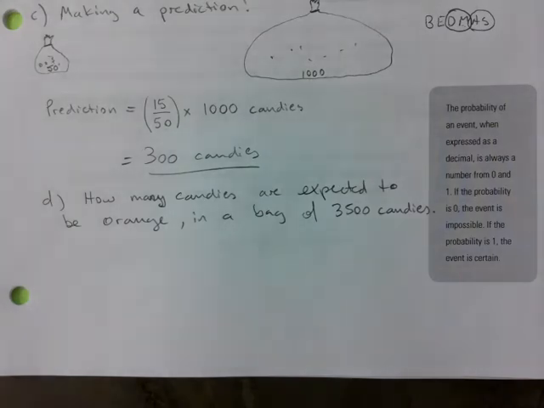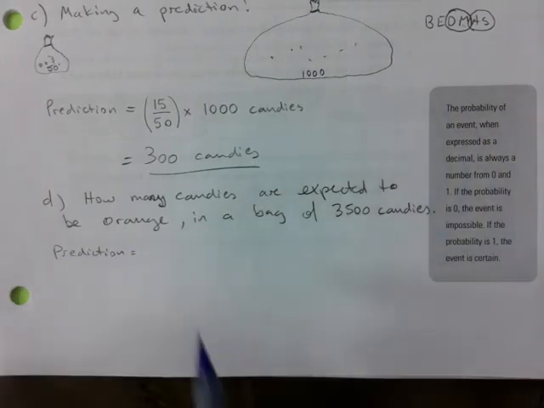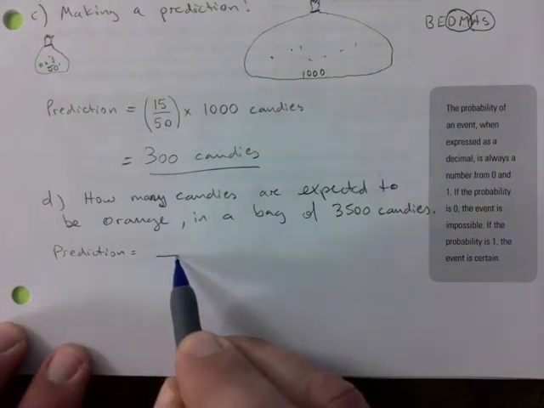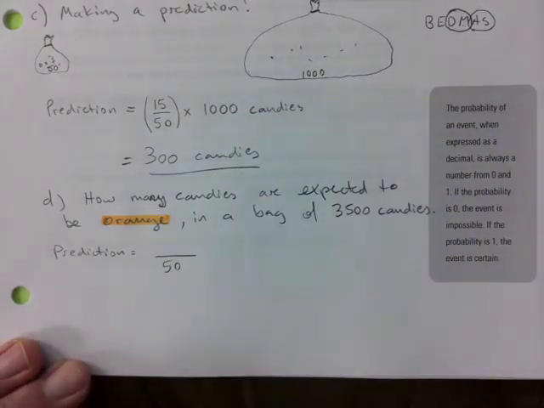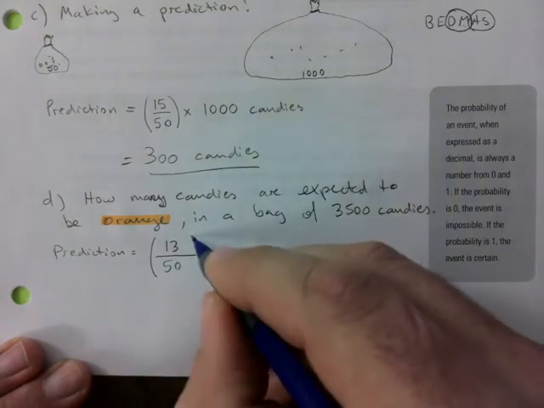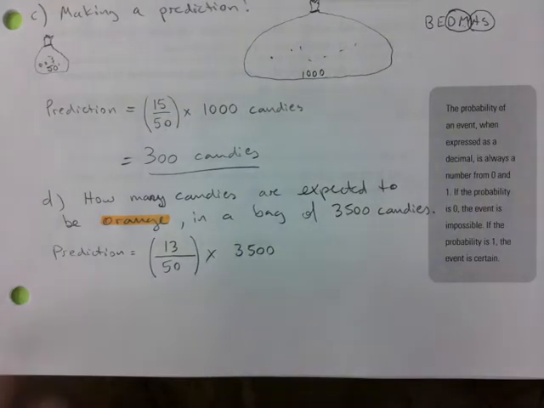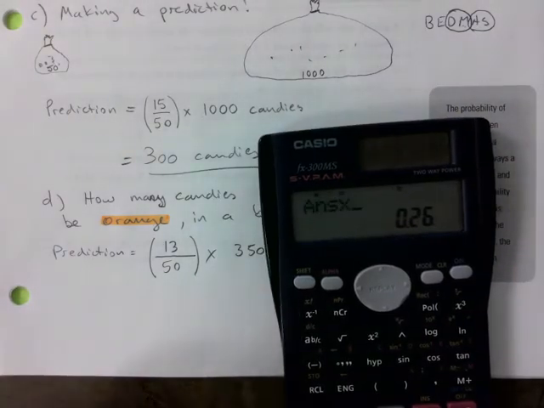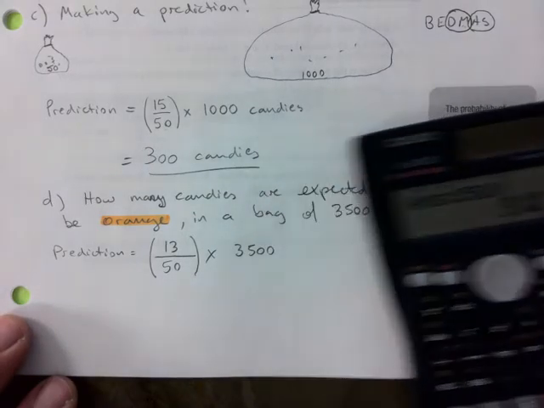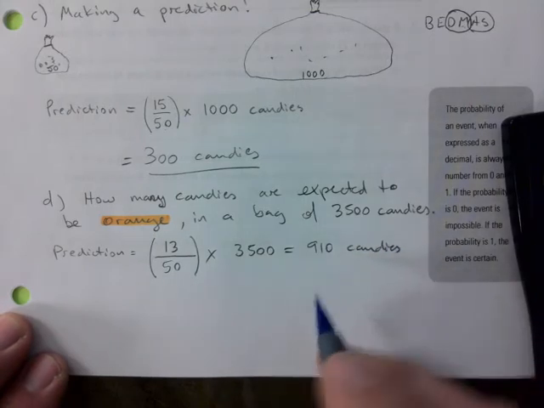How would you do this one? Same way. Prediction? What do we need? What probability do we need? Yeah, which is the probability of orange. Hey, I have an orange highlighter. There we go. Probability of orange is, how many oranges are there? 13. Put this in brackets, right? It's nice. That's the probability of orange, and then multiply that by the larger sample. Okay. So we go 13 divided by 50, multiply that by 3,500, and you have 910 candies. Actually, orange candies. Okay, orange guys.